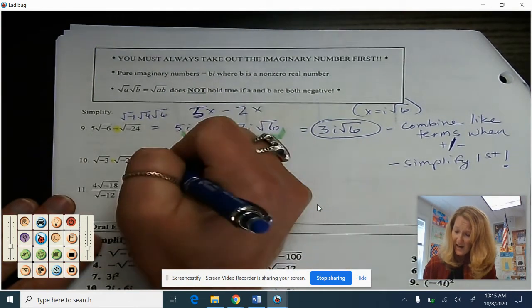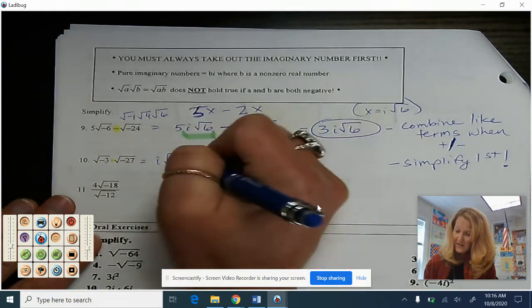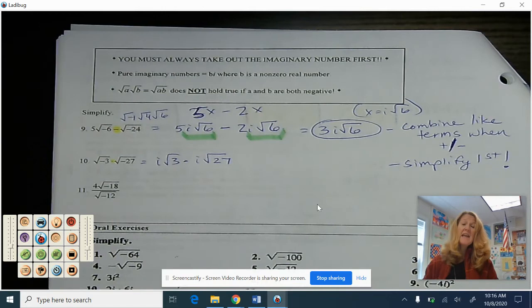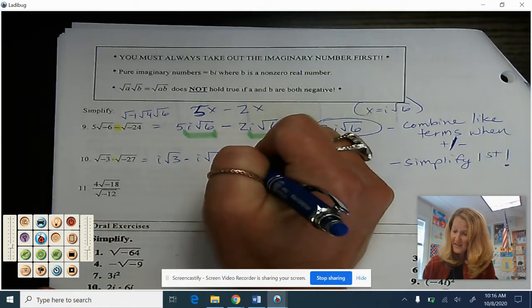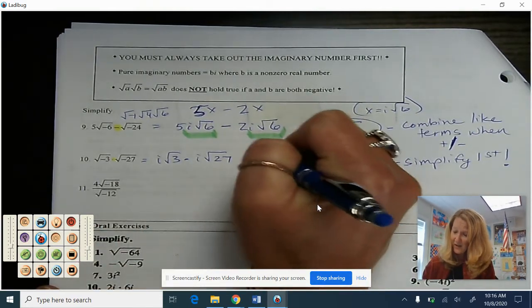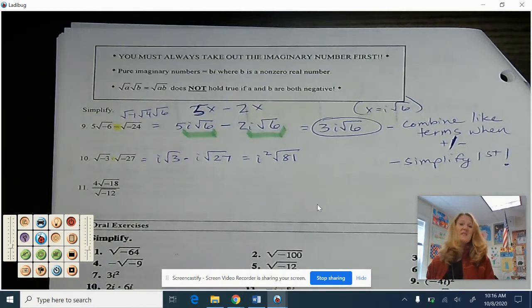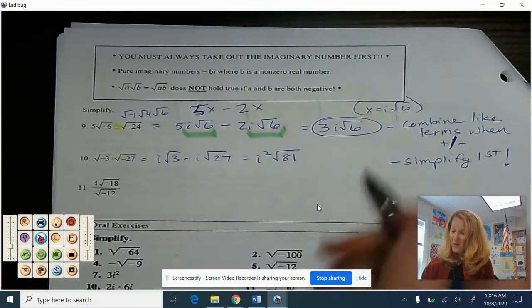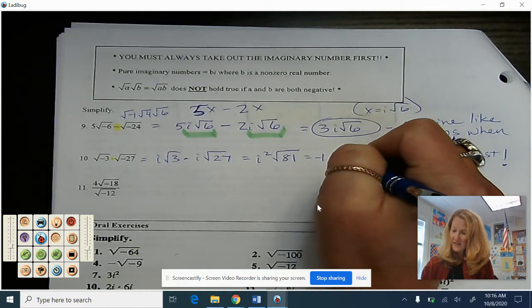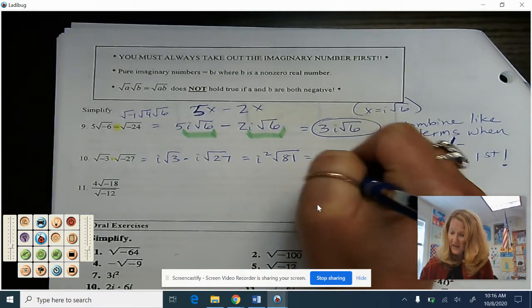So this is going to be i root 3 times i root 27. Okay, now I can use the product property. So now I can do the square root of 3 times the square root of 27, and I can get the square root of 81. i times i is i squared. I could have done the i squared first and then the square root of 81 second. It doesn't matter, just because I'm just multiplying. All right, and now we know i squared is -1, and the square root of 81 is 9, so this equals -9.